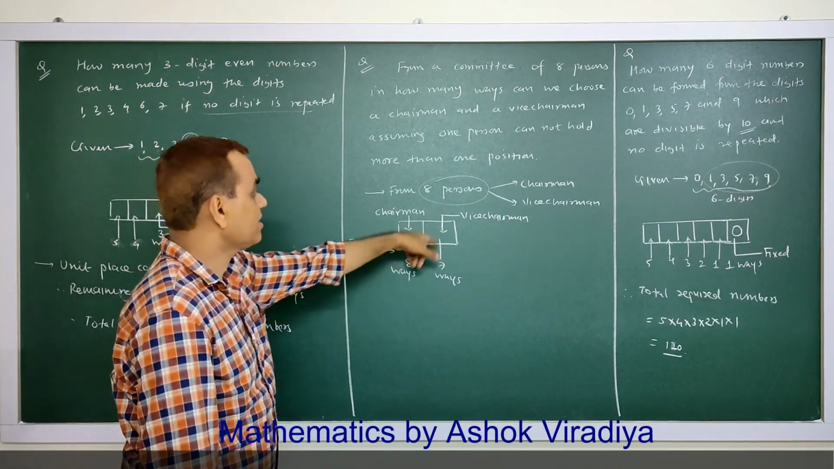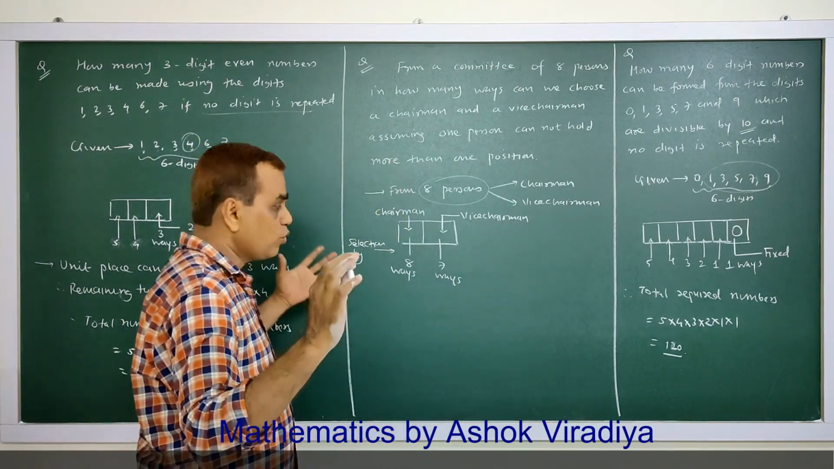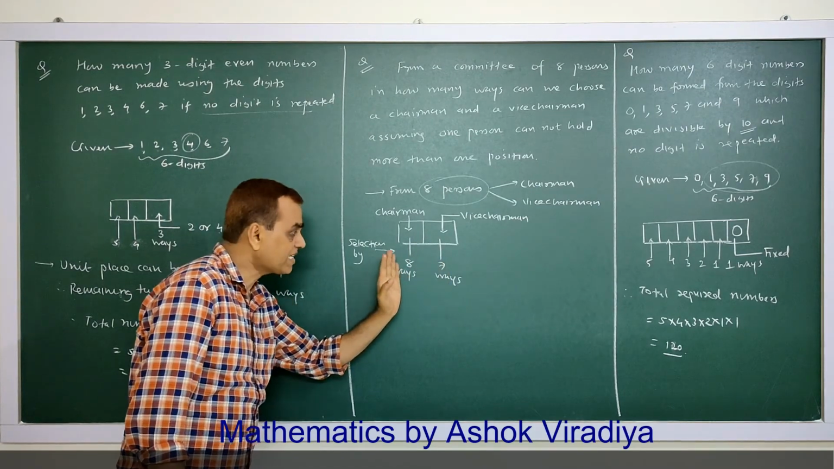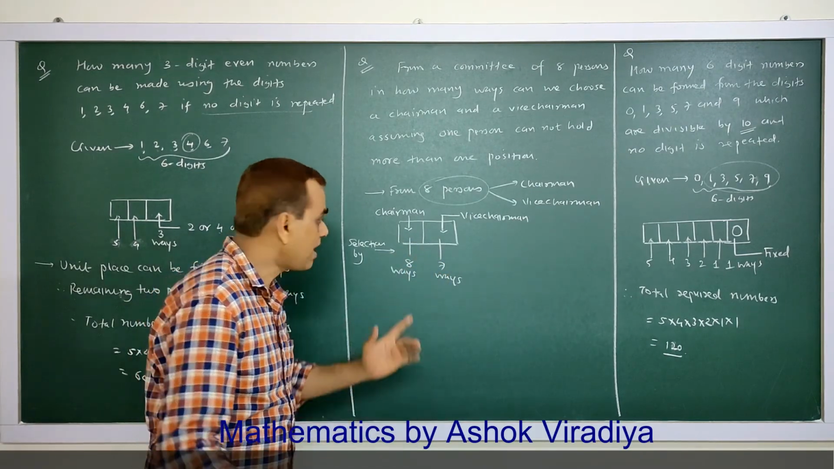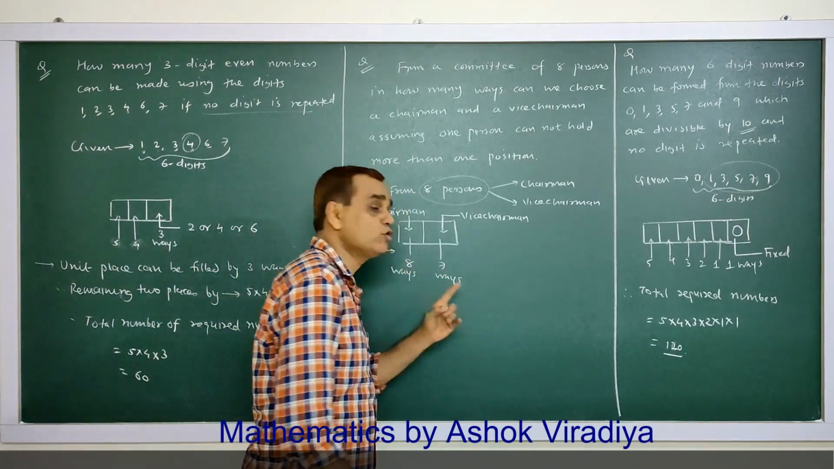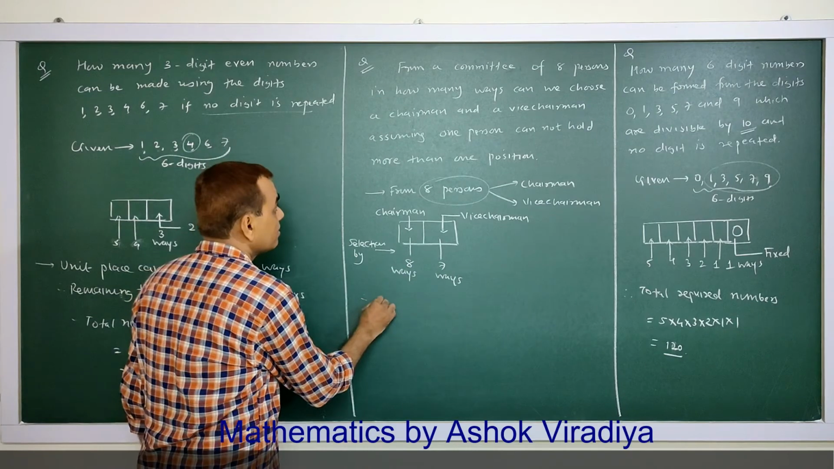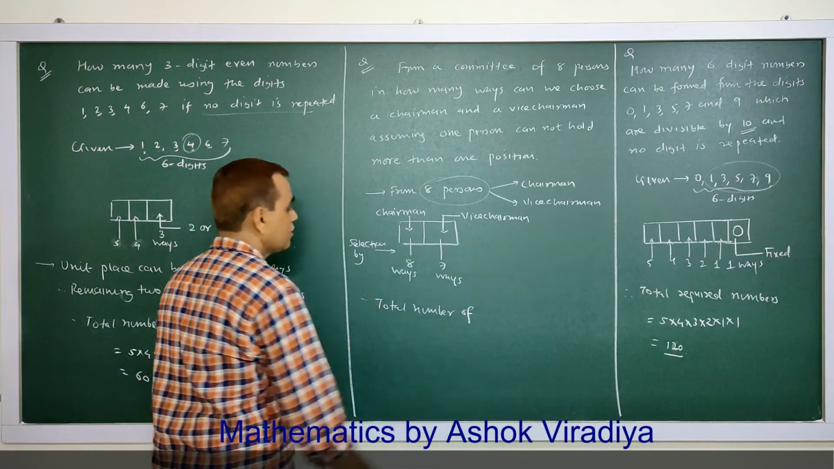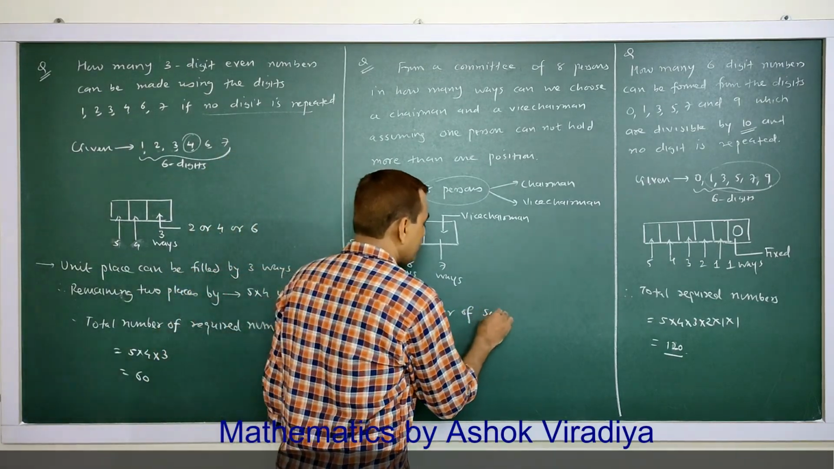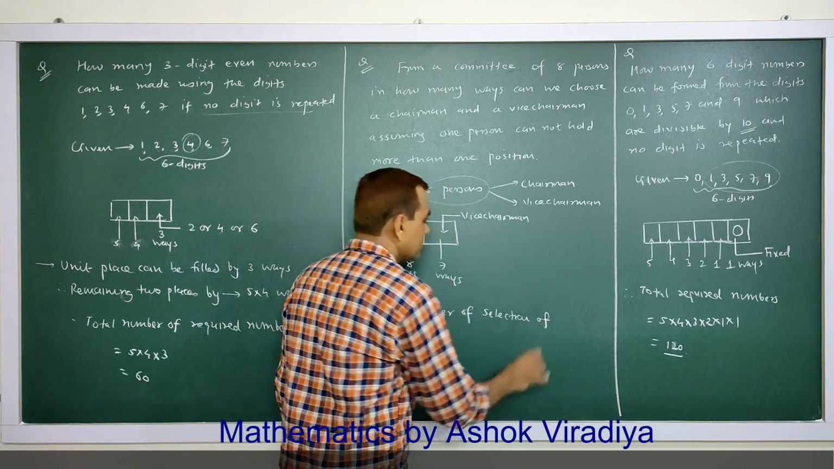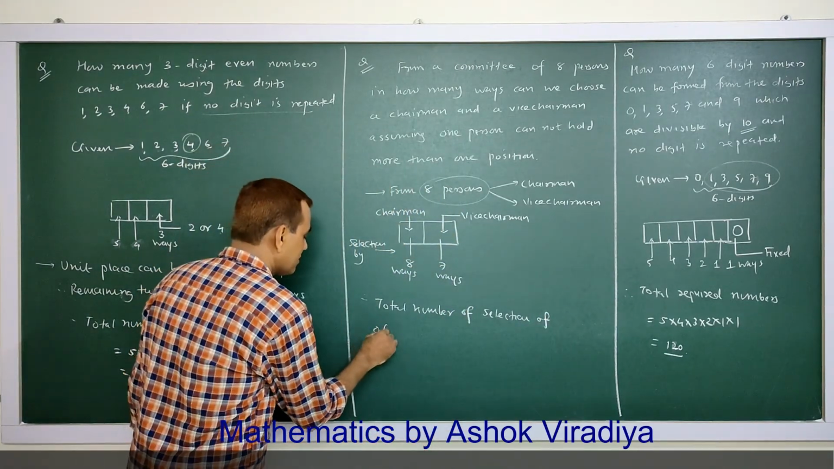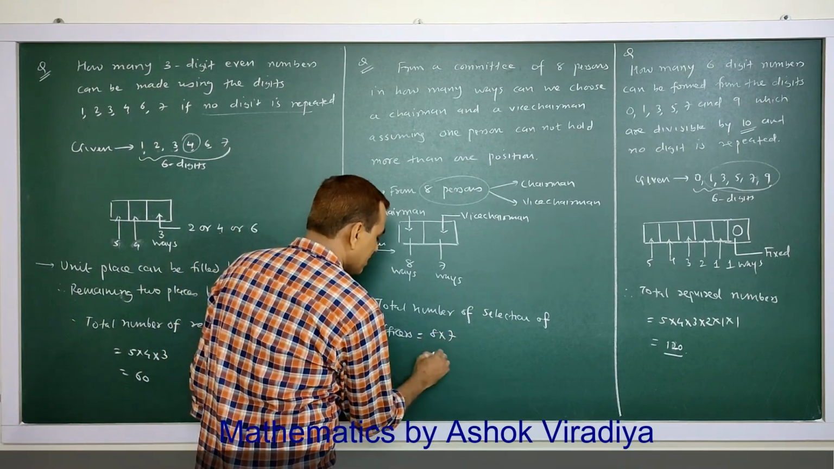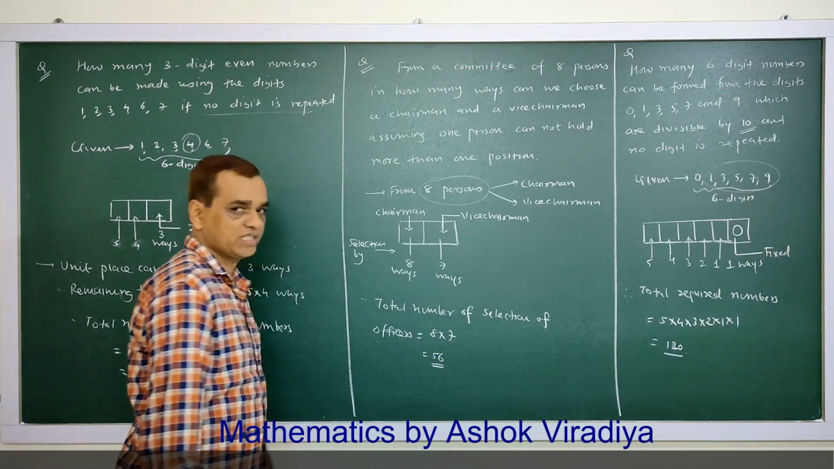Selection by 8 ways, 7 ways. So one action by m ways, another action by n ways, then both actions in order can be performed by m into n ways, that is 8 into 7 ways. So therefore, total number of selection of officers is equal to 8 into 7, that is 56 ways.